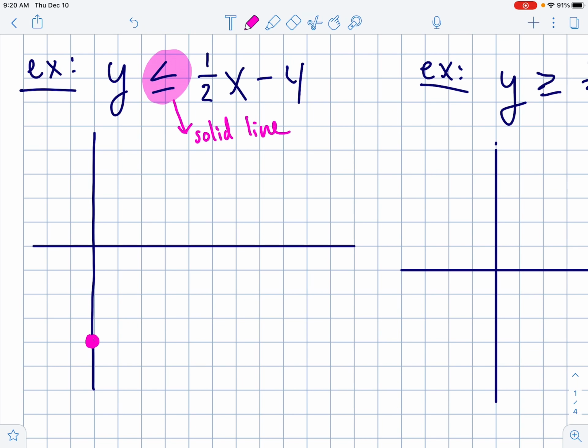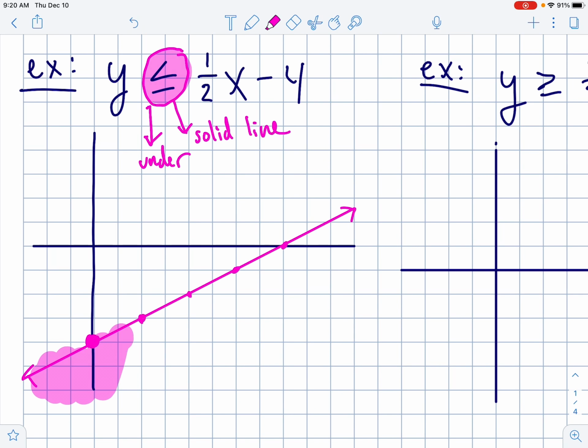So I would still say that it crosses at -4, and then it goes up 1 over 2, up 1 over 2, up 1 over 2, up 1 over 2. Get a line that goes through there. Now, you guys, because this is a less than, that means that we shade under. So this would be all the way underneath the line.